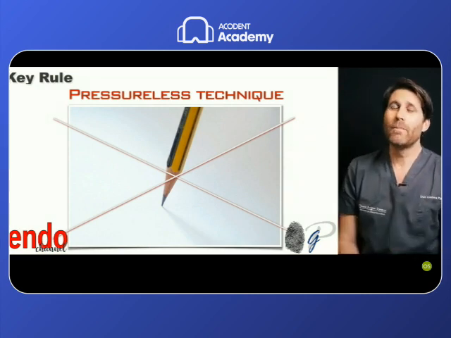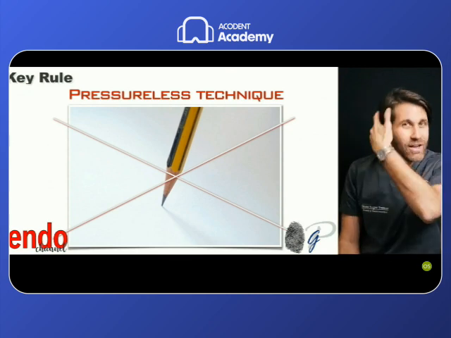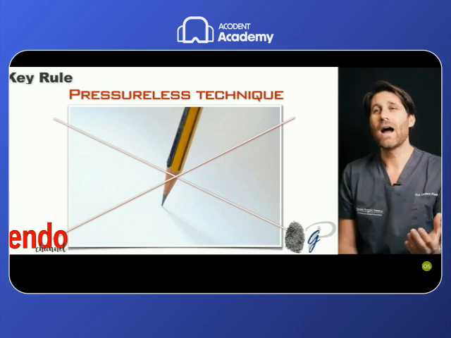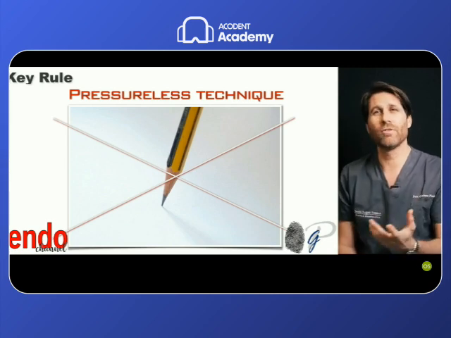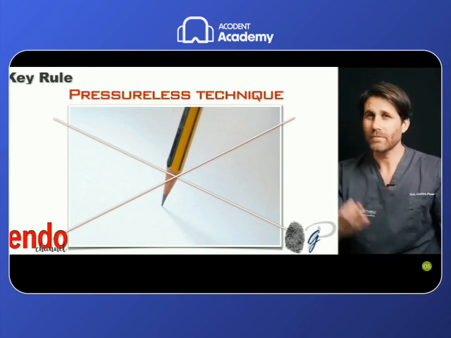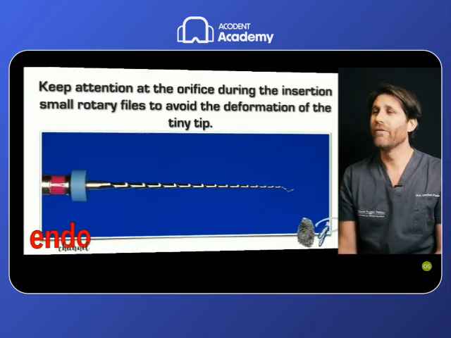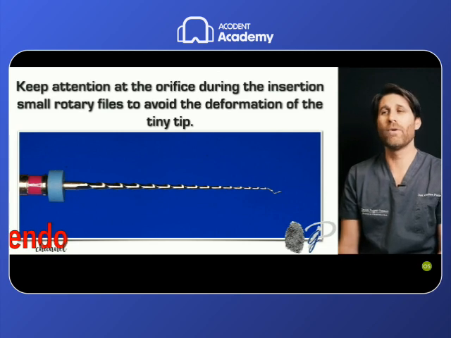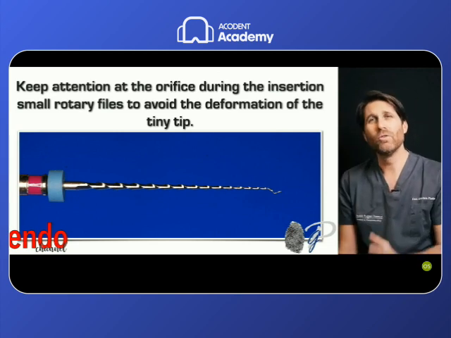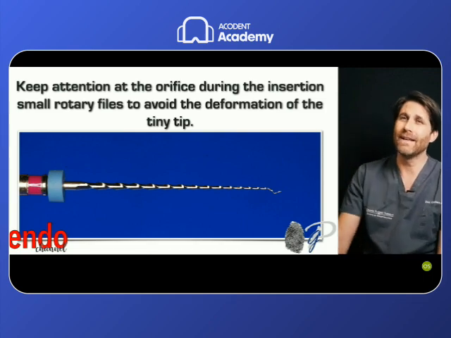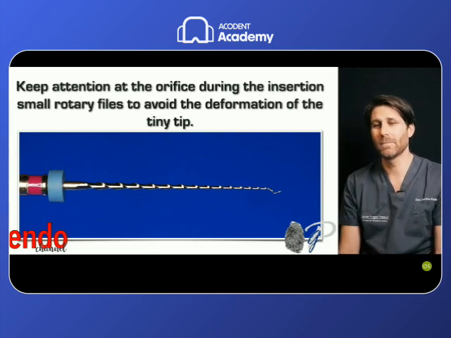You cannot push on the tip of the file because you don't feel the tip of the file in rotation. If you push on the tip of the file and there is an abrupt curvature, an abrupt trajectory, or an impediment in the root canal, you can bend or deform the tip, or you can also break the tip. So pay attention during the use of these small files in rotation without any glide path, because the tip of this file is very delicate.